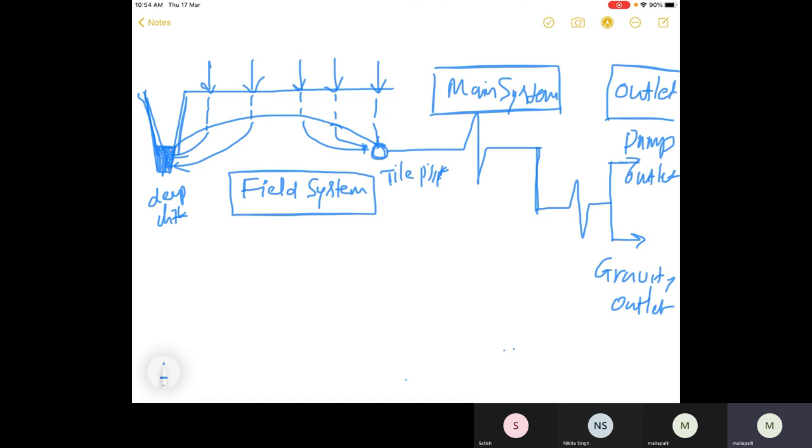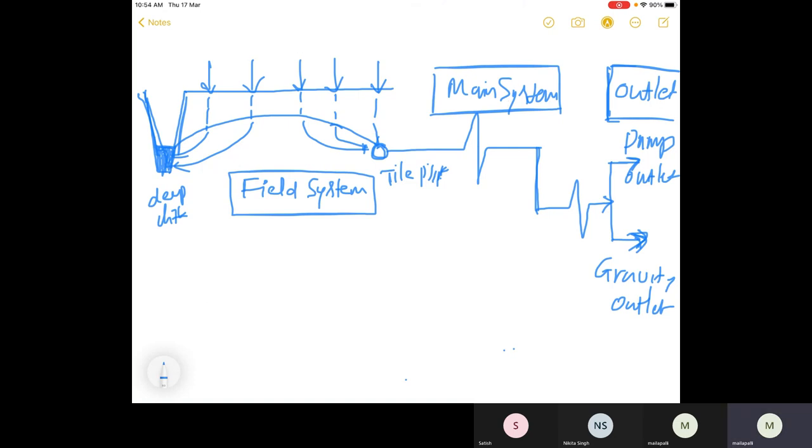The field system is located within the field, across the field. The main system could be between the fields or at the end of the field. Its main job is to collect water from the field systems, the field channels, whether from a single field or multiple fields, and convey it to the outlet system. There you have two options: a gravity outlet and a pump outlet.